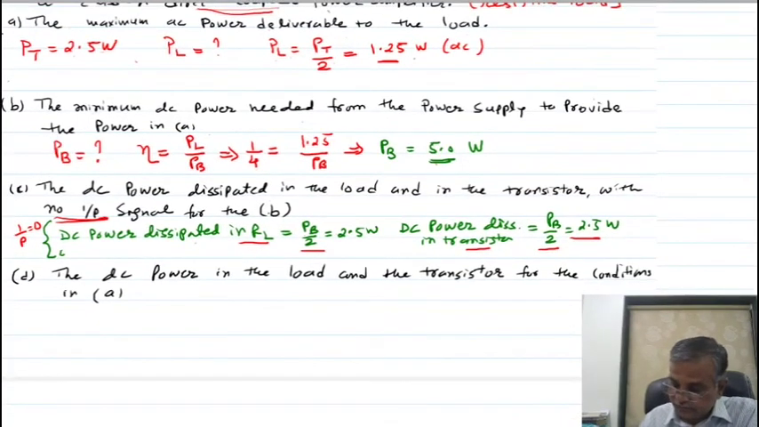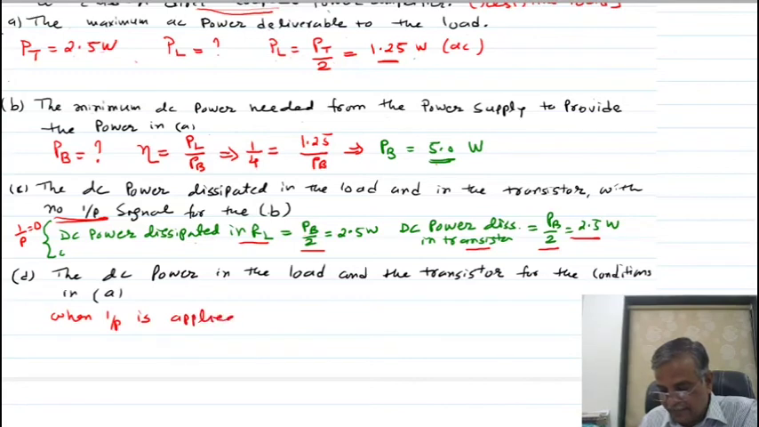Now, D, the last. The DC power in the load and in the transistor for the condition in A. Condition A means when input is applied. At that time they are asking. So at that time the DC power dissipated in RL is PB by 2. So it is 2.5 watt.